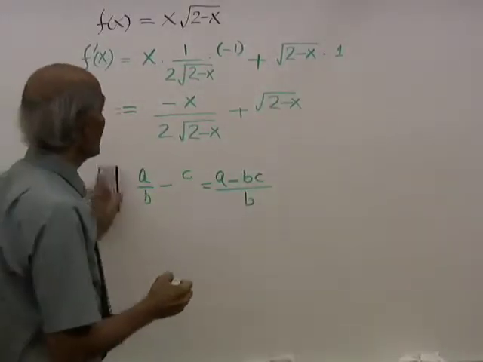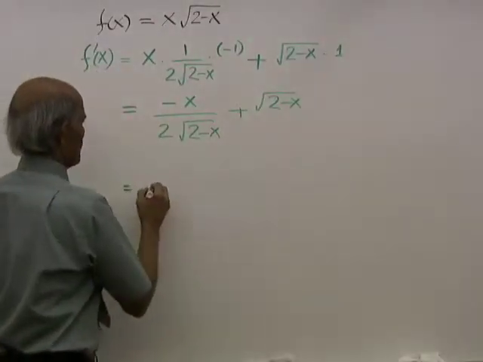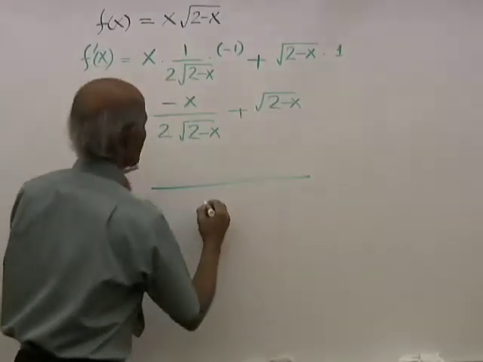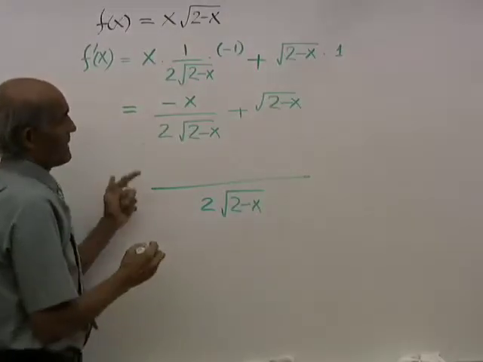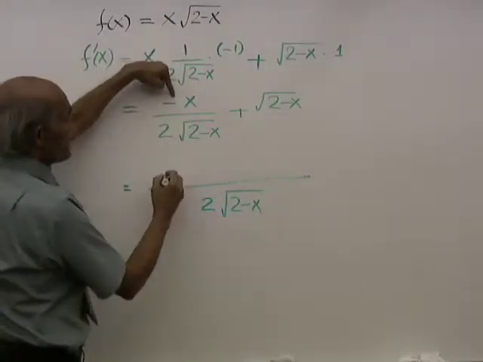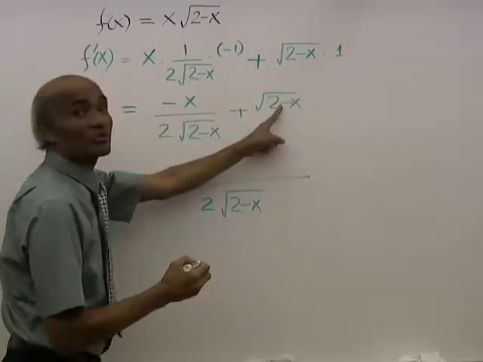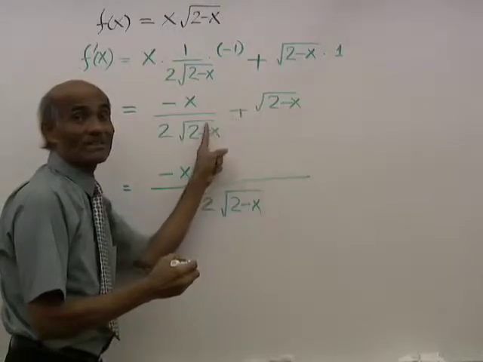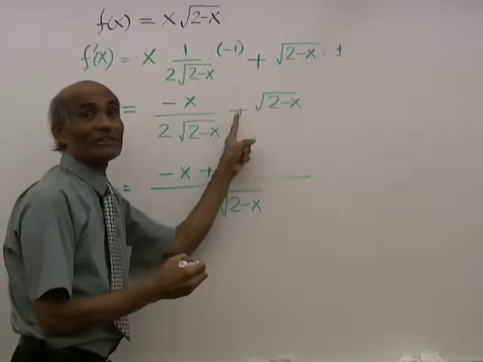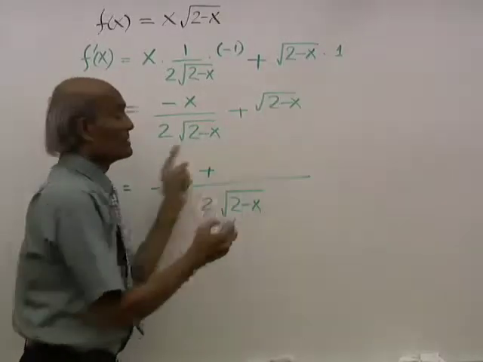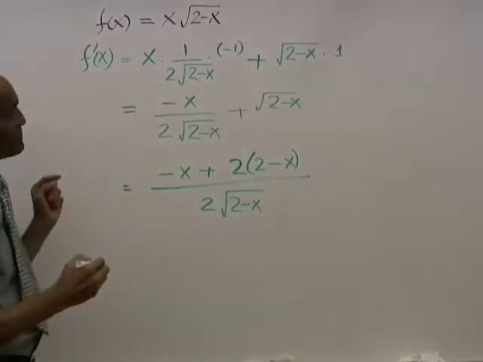In the same way, here, what's our common denominator? The common denominator is 2 square root 2 minus x. And the numerator: this negative x will remain, plus this will multiply with this. Is that right? Now, what is square root 2 minus x times square root 2 minus x? That will be 2 minus x. So that will be 2 times 2 minus x. I hope that simplification is clear.